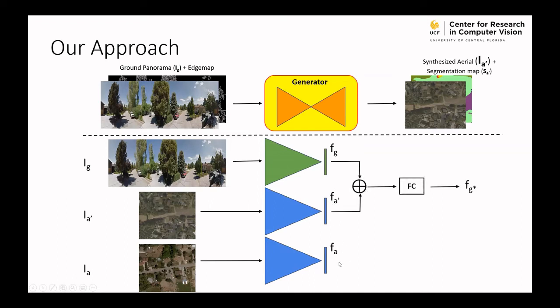Then we concatenate these two, and we combine in one fully connected layer, we get this FG star, which is like ground features. Then we also have this FA star, which are the features for the aerial. And so we want to say that these features should be very similar, because the same area should match. And so that's the way we learn these features, and this works pretty well.